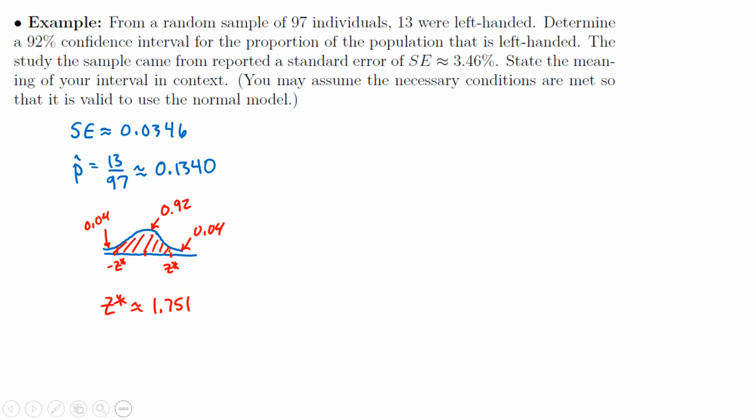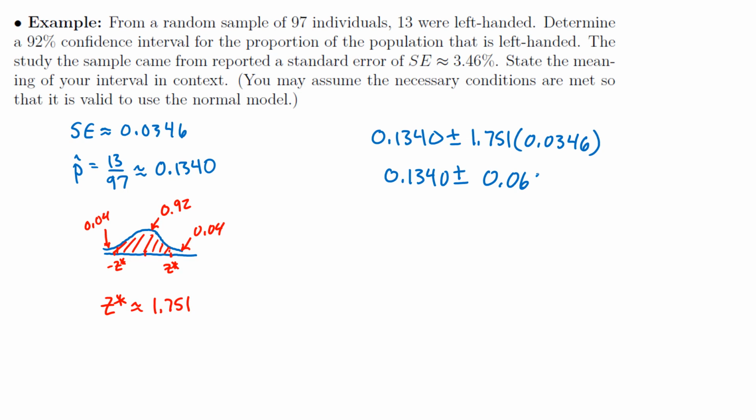So we've got the three numbers we need for our confidence interval at this point. So we've got 0.1340 plus or minus 1.751 times 0.0346. So that means that my margin of error here is 0.0606. Right, that's our margin of error.